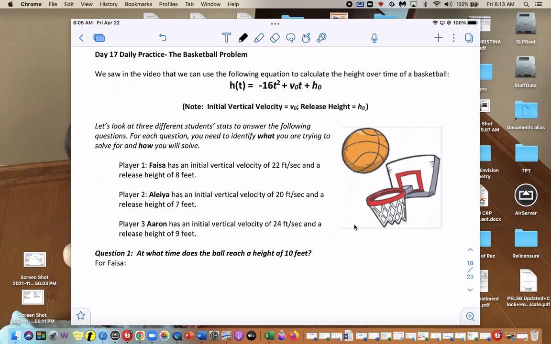We have Feza with an initial vertical velocity of 22 feet per second and a release height of 8. Olea has an initial vertical velocity of 20 feet per second and a release height of 7. And Aaron has an initial vertical velocity of 24 feet per second and a release height of 9. So the first question: at what time does the ball reach a height of 10 feet? We'll set it up for Feza.